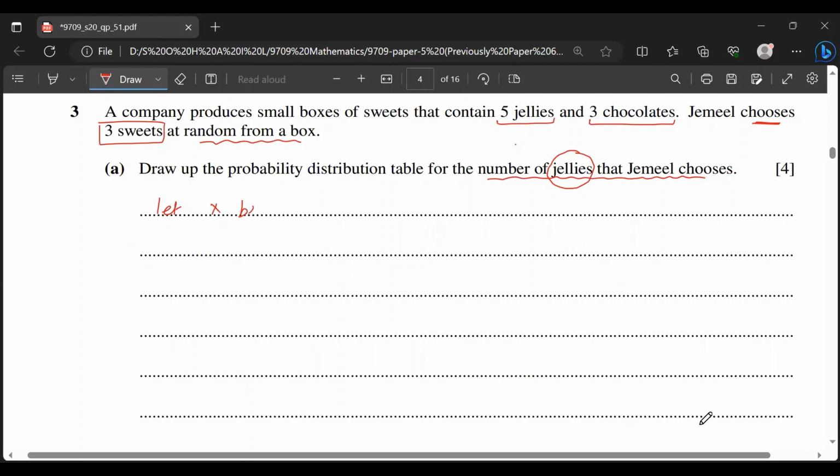Let X be the discrete random variable for the number of jellies. So 3 sweets, 5 jellies, 3 chocolates, out of 5 plus 3, which means out of a total of 8 sweets. Jamil chooses 3 at random.